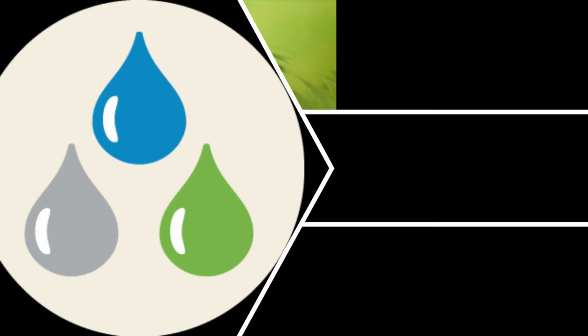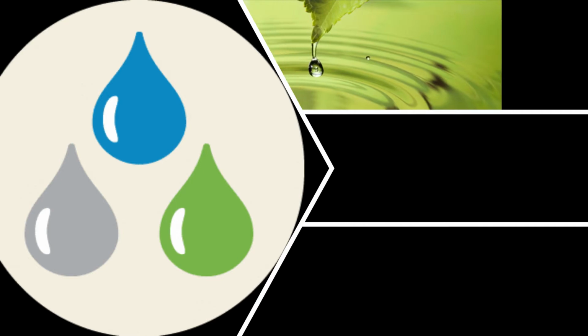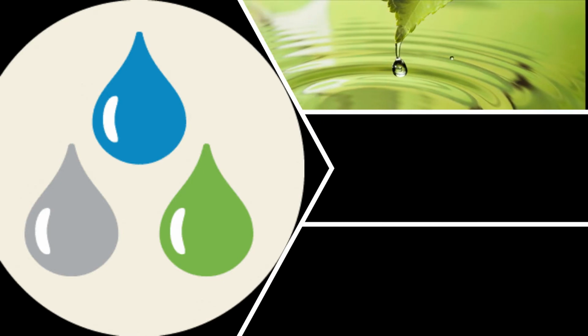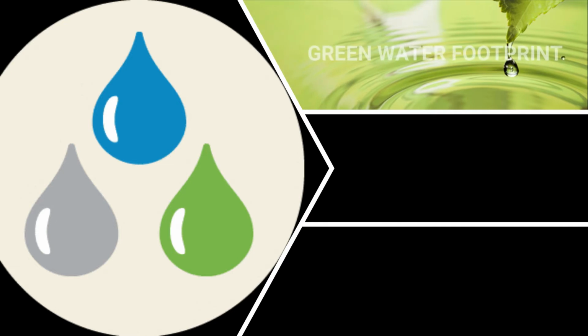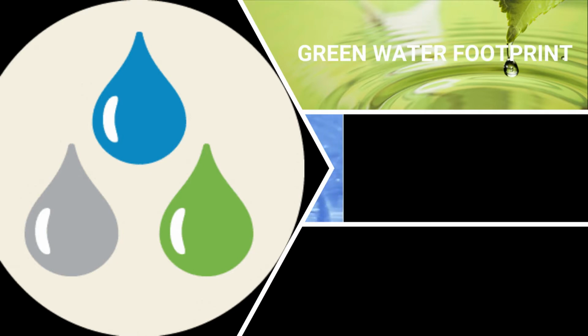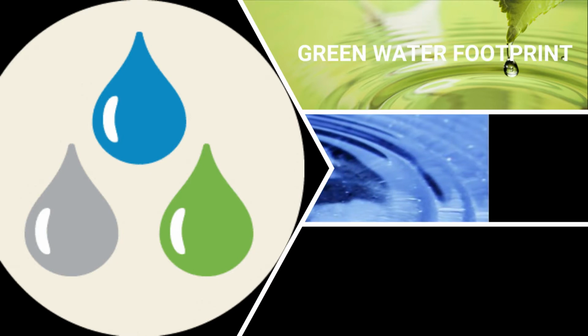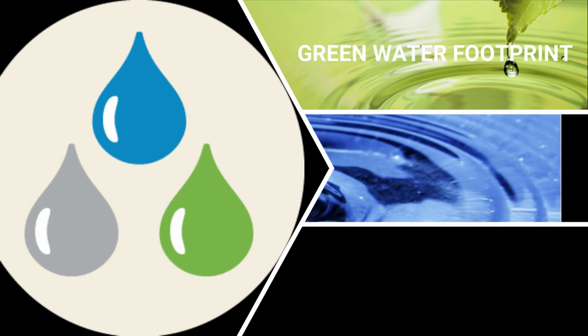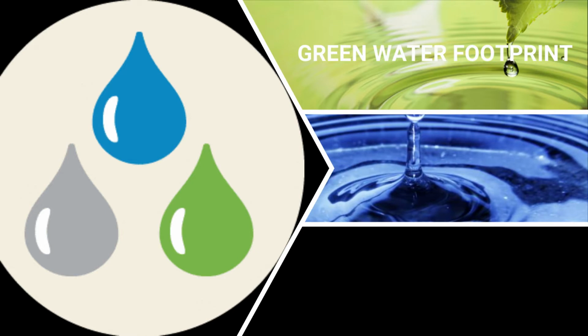Green water footprint. It is the water from rainfall, rain and snow, that is stored in the soil, in the root zone. It is particularly relevant for agricultural, horticultural, and forestry products. Blue water footprint. It is the water that originates from groundwater resources or from the surface. Irrigated agriculture, industry, and the domestic use of water have a blue water footprint.